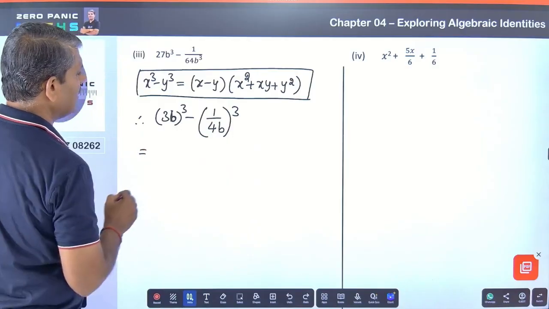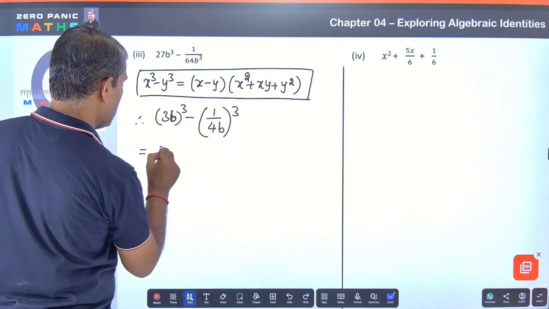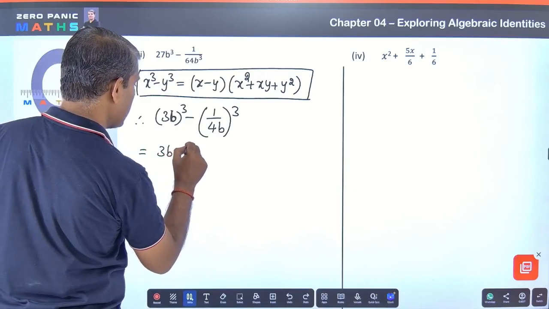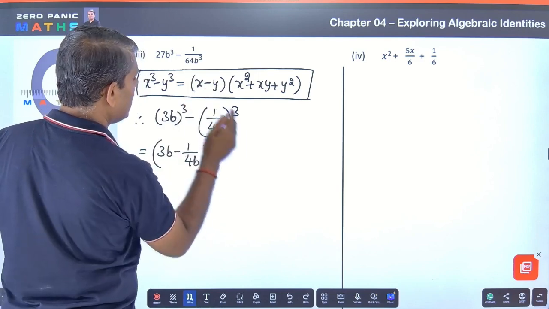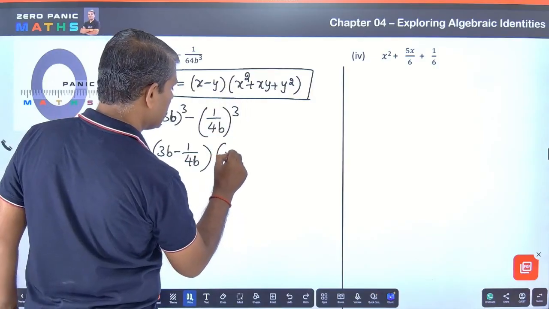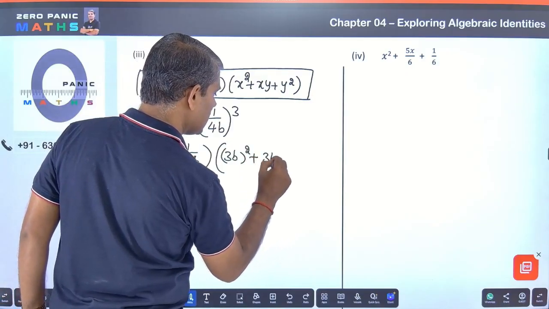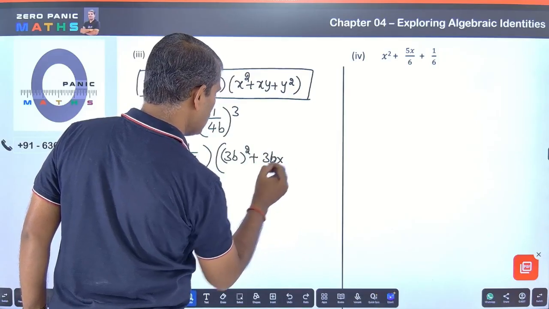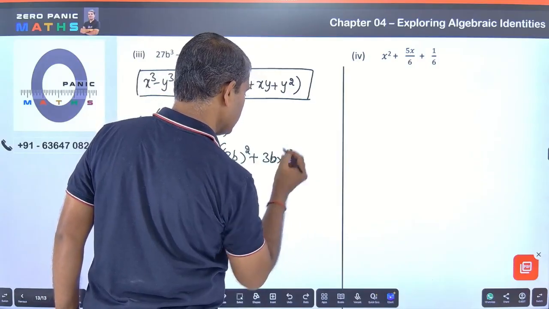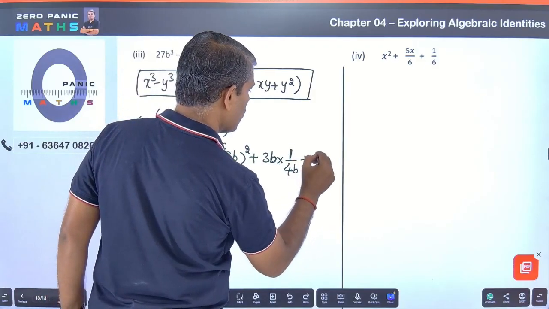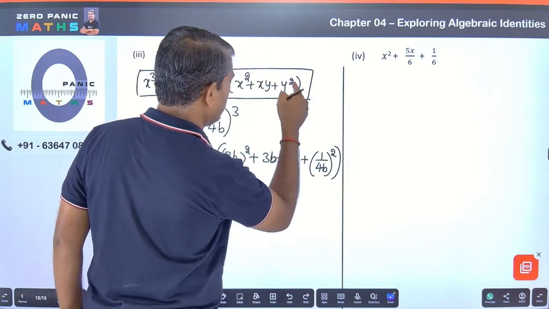Let me write that as (3b minus 1 by 4b) first. 3b minus 1 by 4b, that is x minus y. This is the first part. Second part is x square, that is (3b) whole square. Do it carefully, plus xy, that is 3b into 1 by 4b, that is xy. Plus (1 by 4b) whole square, that is y square, the final term.